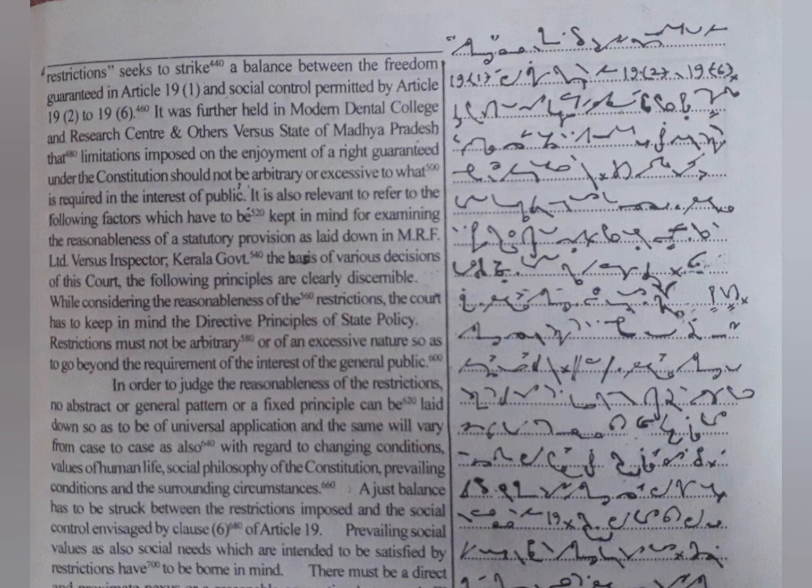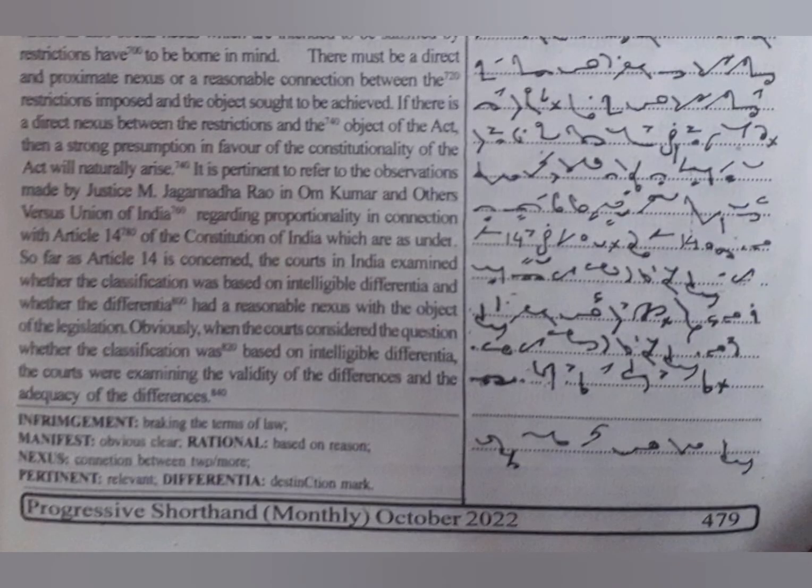Prevailing social values as also social needs, which are intended to be satisfied by restrictions, have to be borne in mind. There must be a direct and proximate nexus or a reasonable connection between the restrictions imposed and the object sought to be achieved. If there is a direct nexus between the restrictions and the object of the act, then a strong presumption in favor of the constitutionality of the act will naturally arise.